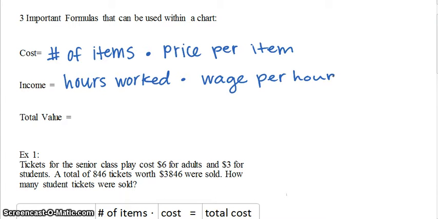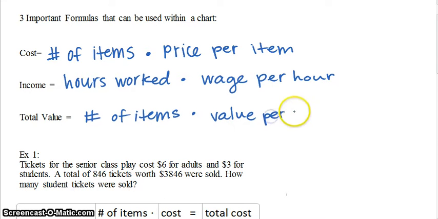Now, total value. Total value is the number of items times the value per item. Okay, and again, if the value of whatever item it is is $7, you take 7 times however many you have. Again, cost and total value are very similar. Basically, same premise of the idea. Hopefully this starts coming to you naturally because it makes sense. But yeah, so we have that.